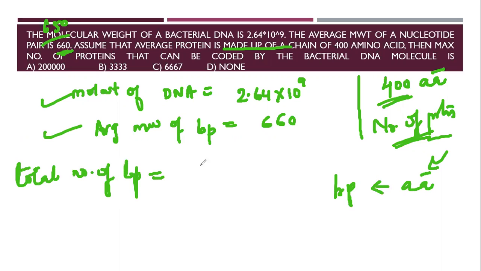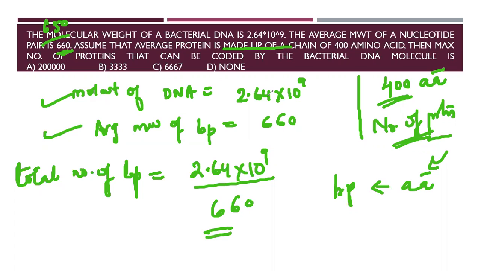So how will I do it? 2.64 into 10 raised to 9 divided by 660. This will give me the total number of base pairs. Are you guys following this? Is this much clear? Yes, ma'am. So now I have the total number of base pairs.